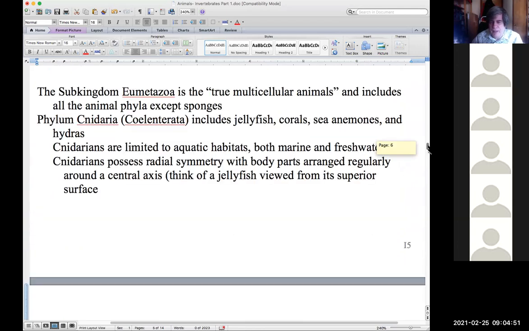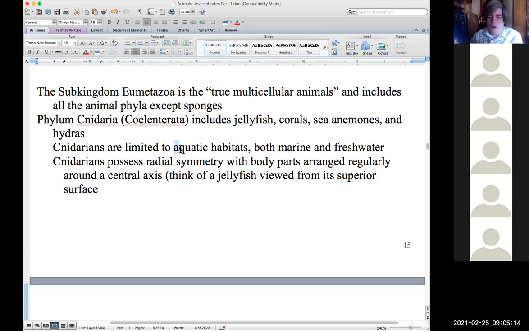And if we think about sea anemones and coral, the best way to think about them is they're basically turning a jellyfish upside down. So sea anemones and corals kind of look like tin cans. And instead of having tentacles hanging down below the body, the tentacles stick up above the body.